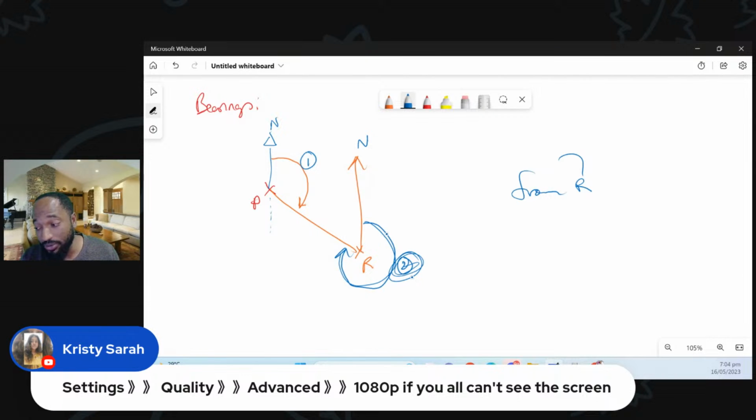The bearing of P from R is on R. You have to take that bearing from R. You see how many people say 1?